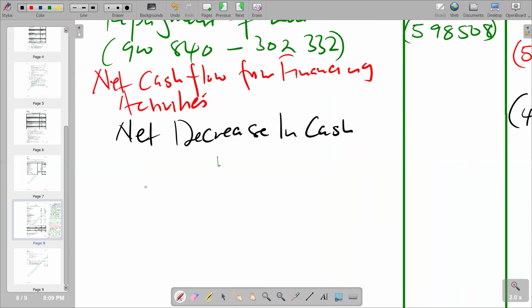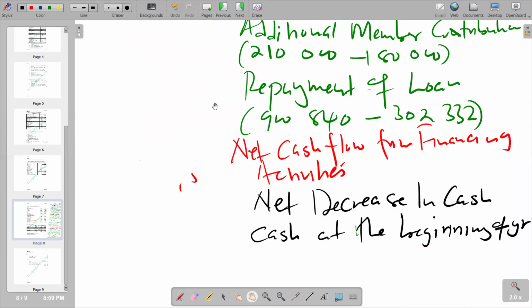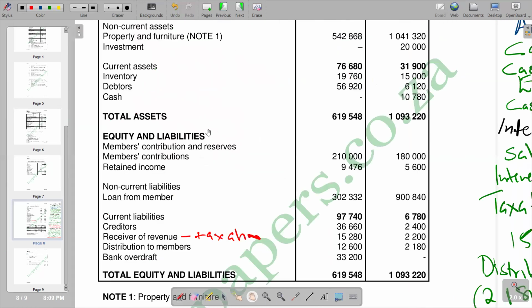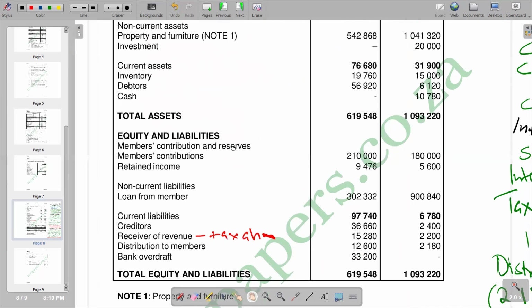Then we are supposed to add cash at the beginning of the year. At the beginning of year, we get it again in the statement of financial position, whereby we say cash at the beginning of the year we are having. You check cash, we have got 10,780. That's the cash that we have. You check if you have an overdraft at the beginning, we don't have it, it's a dash. So we're only going to have our 10,780 as at the beginning.